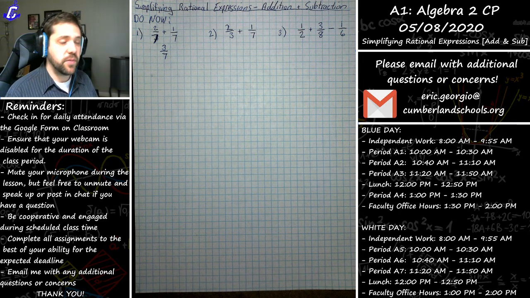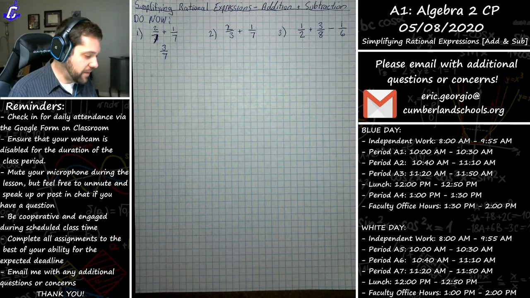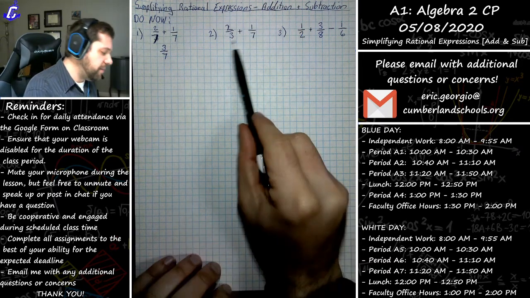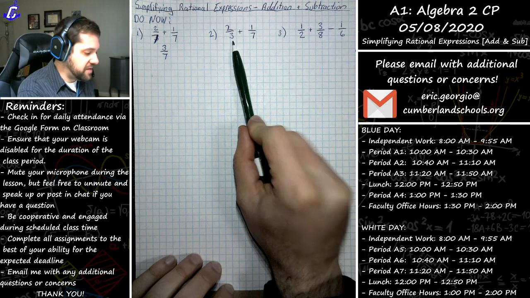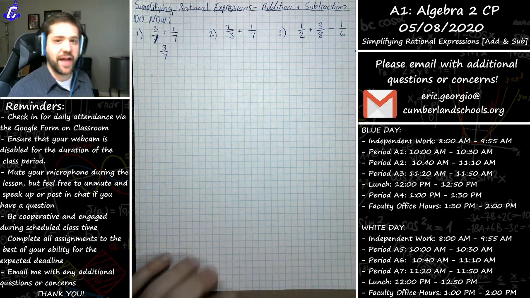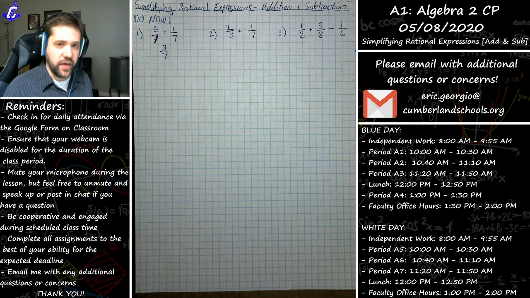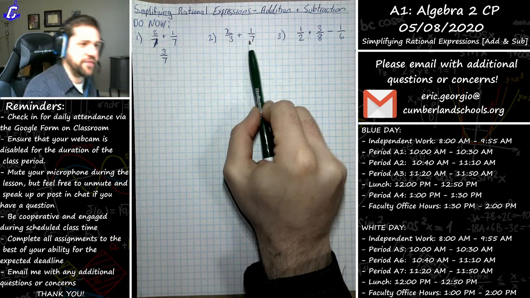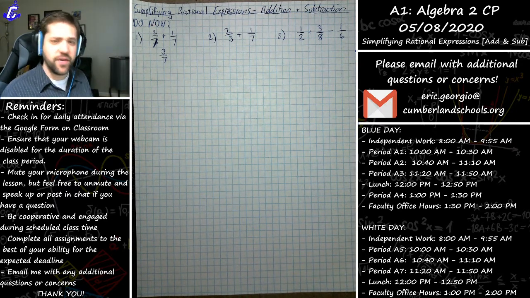Problem number 2 is when we do not have a common denominator. So it's almost as if you had something measured in inches and something measured in miles, and you were asked to combine them into one unit. Well, you can't really do that because these are out of different scales. This one's out of thirds and this one's out of sevenths. Those don't fit together nicely.